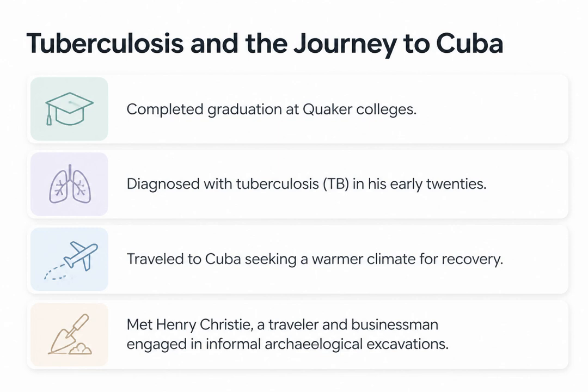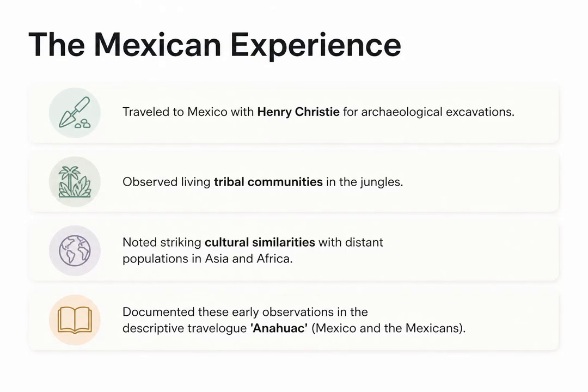Around the age of 20 to 22, he developed symptoms of tuberculosis. Back then, the standard medical advice for TB was to travel to warmer climates, so Tylor headed to Cuba to recuperate. While holidaying there, he met a man named Henry Christie. Christie was a wealthy traveler and businessman who engaged in informal archaeological excavations, which at the time was more like treasure hunting for rare artifacts and gold coins than the rigorous science we know today. The two struck up a friendship that would change the course of Tylor's life. Tylor and Christie decided to travel together to Mexico to excavate multiple sites.